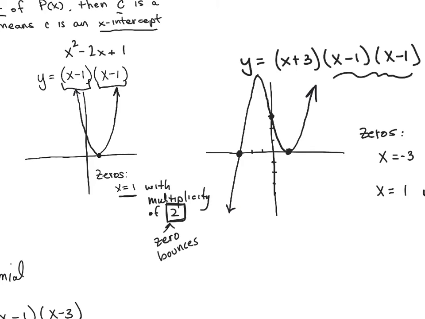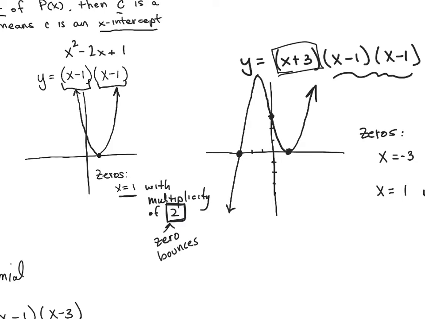If the multiplicity is even, then the zero bounces. If it has no multiplicity, meaning it comes from a single factor, or if the multiplicity is odd, like a multiplicity of 3 or 5, then the x-intercept crosses through the x-axis at that point.